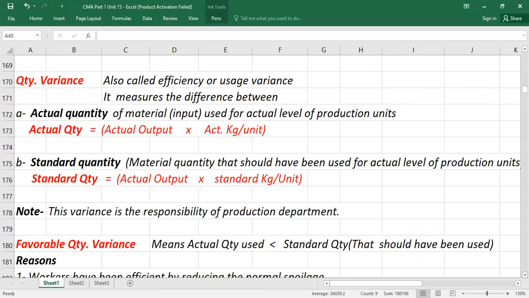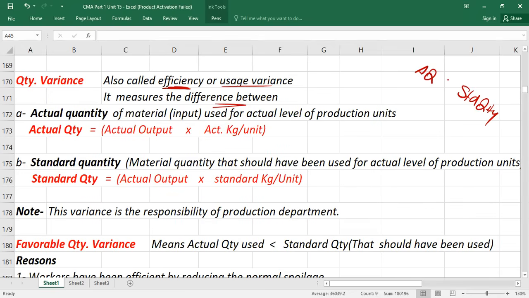But here, quantity variance is also called efficiency or usage variance for the material. It measures the difference of quantity. So you have to take the difference of actual quantity and standard quantity. That I'll tell you how to calculate, don't worry. Actual quantity and standard quantity.